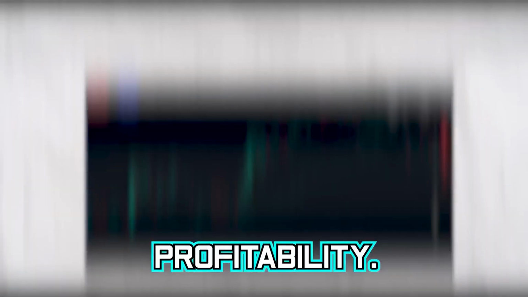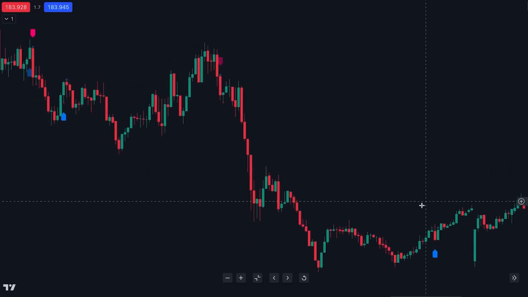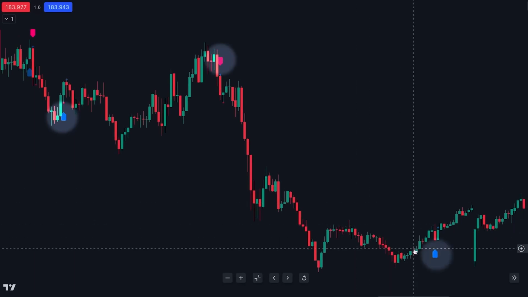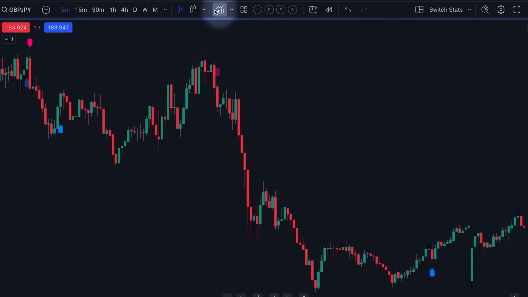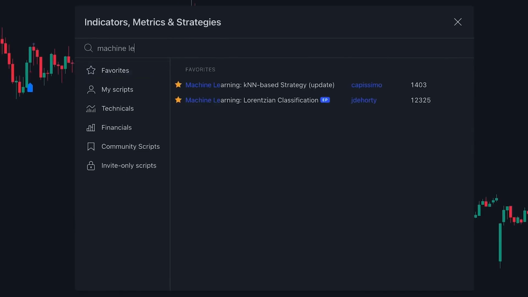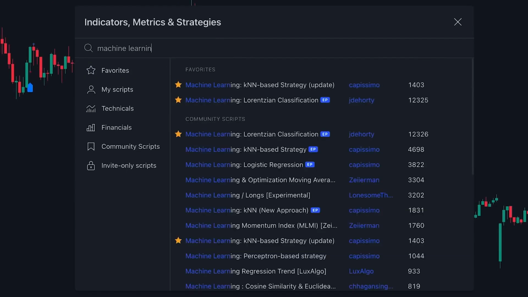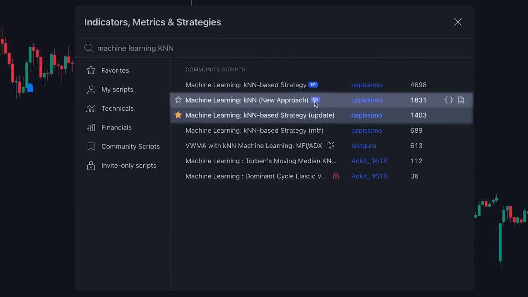profitability. The first indicator is programmed using a machine learning technique called nearest neighbors and provides these buy and sell labels to help identify market direction. We can access it by searching machine learning KNN update. The older version of this indicator received the Editor's Pick Award, which shows that it's one of the top indicators on the platform, but this is an even more updated version by the same developer.